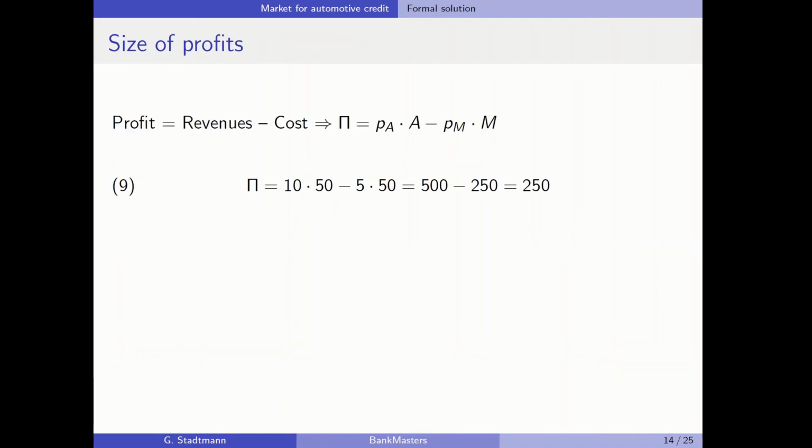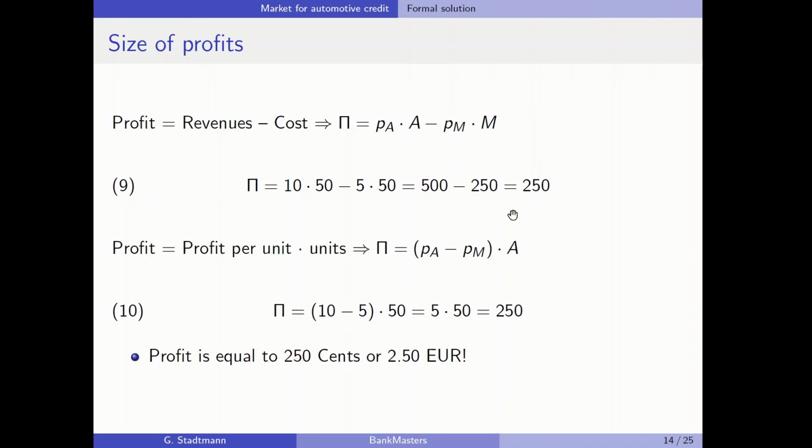What about the size of profits? We can insert the information we have in the profit function. So price times quantity, the price in the automotive credit market times the quantity. This is equal to 500. And then we have to subtract the cost. The costs are 5 times 50, which is 250. So revenues are equal to 500, costs are equal to minus 250. The profit is equal to 250.